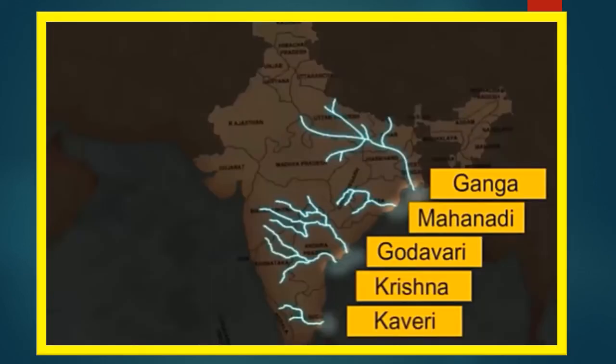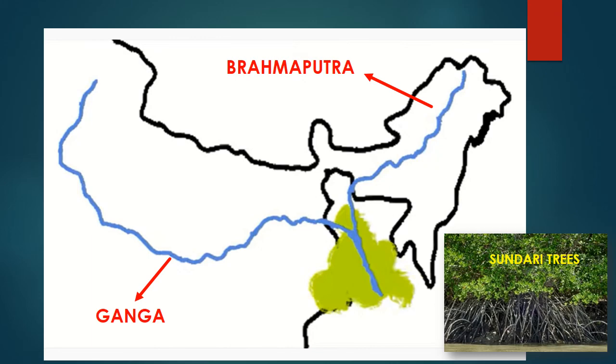Now the mangrove forests are found on the coastal areas, mainly in the deltas of the Ganga. You can see the delta of Ganga, Mahanadi, Godavari, Krishna and Kaveri. They are covered by mangrove forest. Now children, in the Ganga and Brahmaputra delta, you can see here where both the rivers are meeting, there we find Sundari trees, which provide durable hard timber.